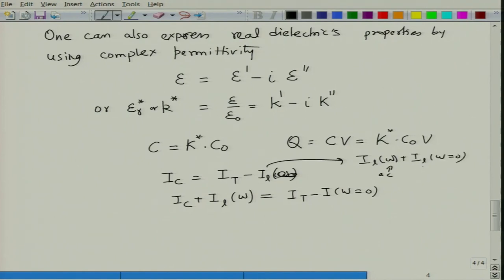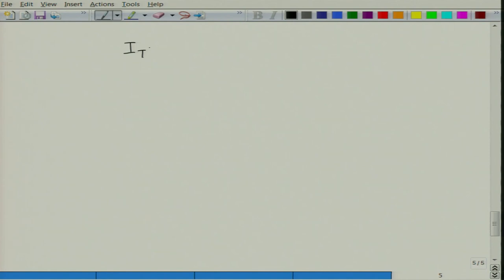So, this is the AC component and this is the DC component, and this is equal to basically dQ by dt, right. This is the frequency dependent component. Now, on the left hand side, we have only the frequency dependent loss current. On the right hand side, we have the total current minus the DC current. So, we can say now that IT minus I omega is equal to 0. This is equal to dQ by dt, and dQ by dt will be K star C naught into I omega V, right.